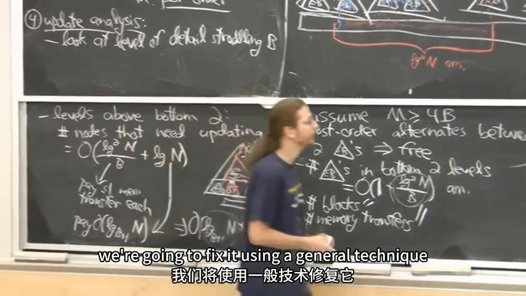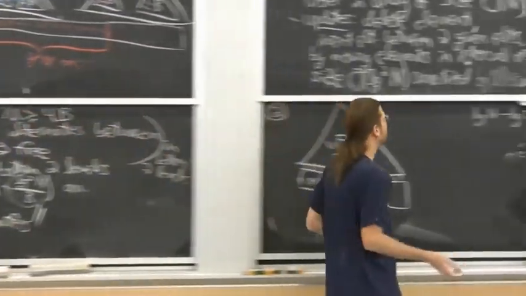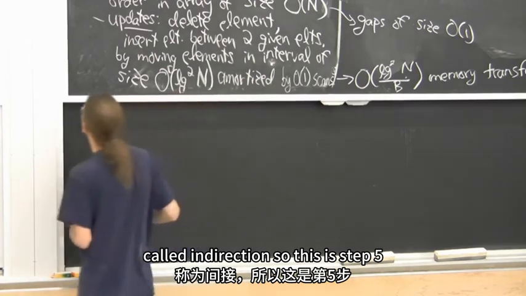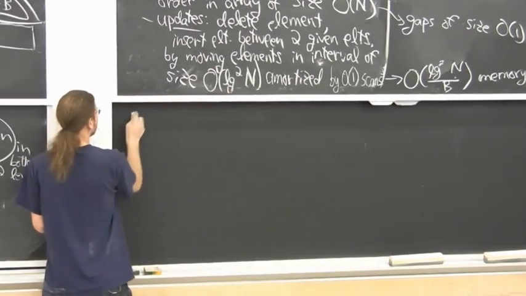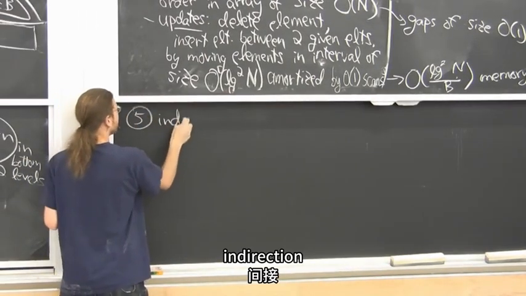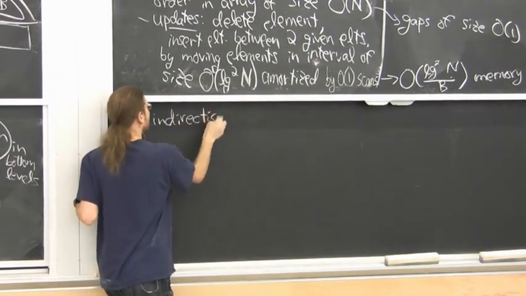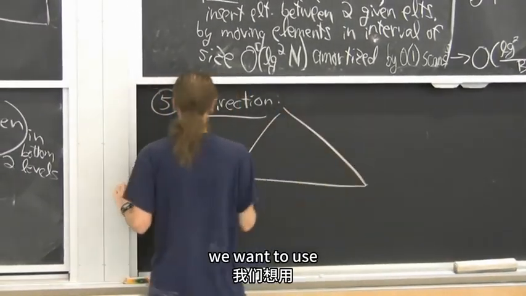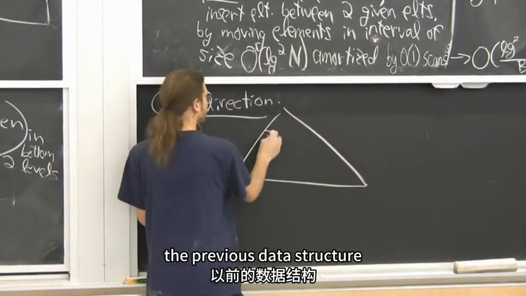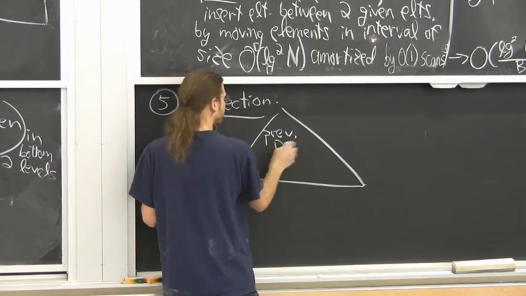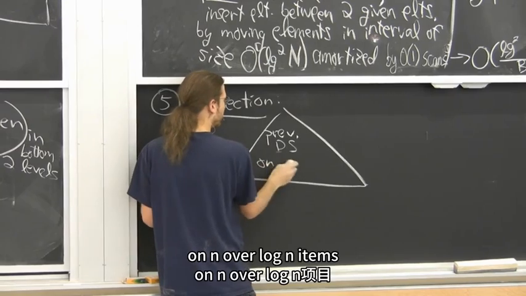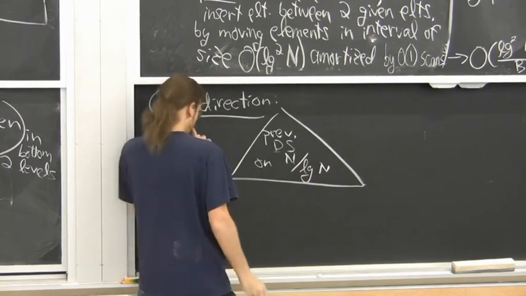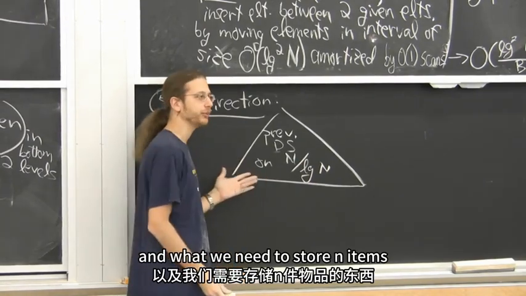We're going to fix it using a general technique, great technique, called indirection. So this is step 5, indirection. The idea is simple. We want to use the previous data structure on n over log n items. And well, we need to store n items. So where do we put them?